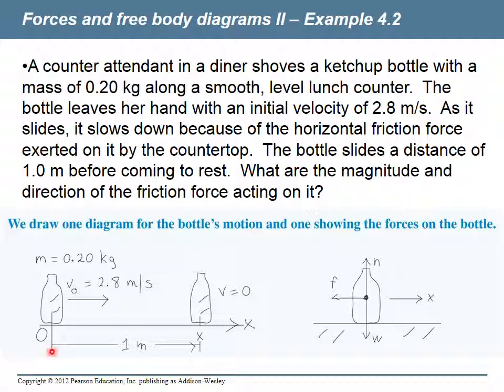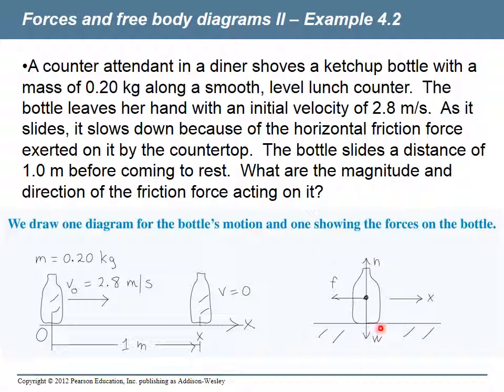So it moves along, and then it says it moves a distance of 1 meter and ends up at a position 1 meter along here in x. And when it hits there, the velocity becomes 0, right? Because it stops. It says it moves a distance of 1 meter before coming to rest. So that tells us the final velocity at a distance of 1 meter is equal to 0. So this is where we say v is equal to 0. So with a distance of 1 meter, it has a final velocity of 0, a starting velocity of 2.8 meters per second, and a mass of 0.2 kilograms.